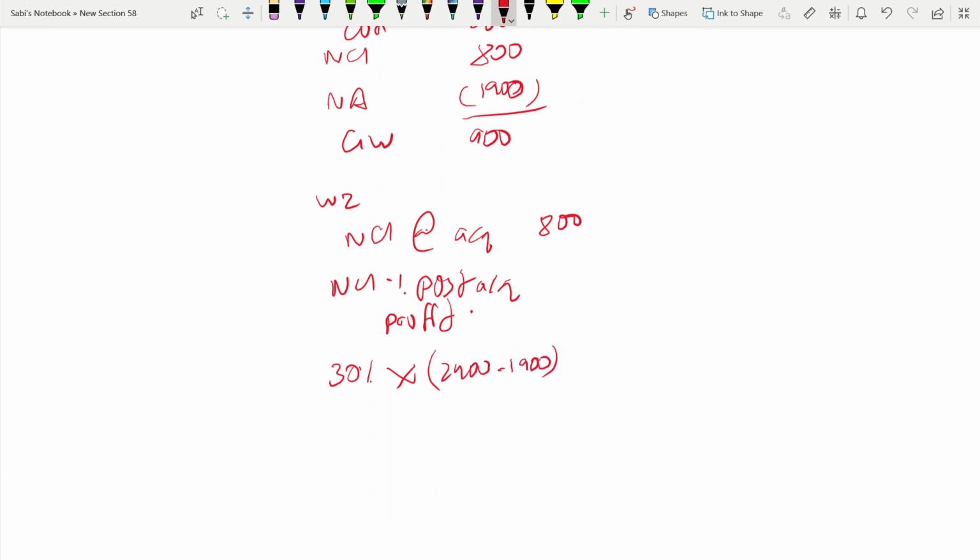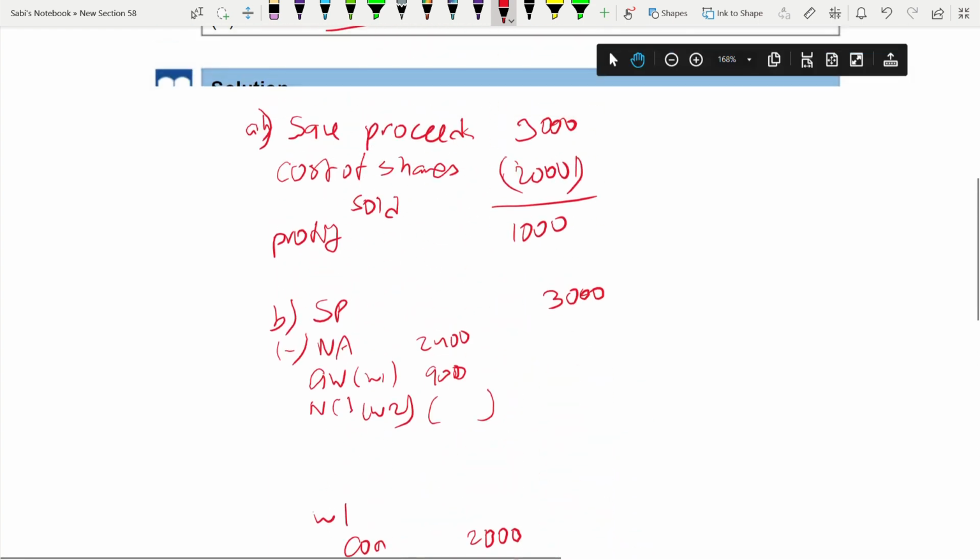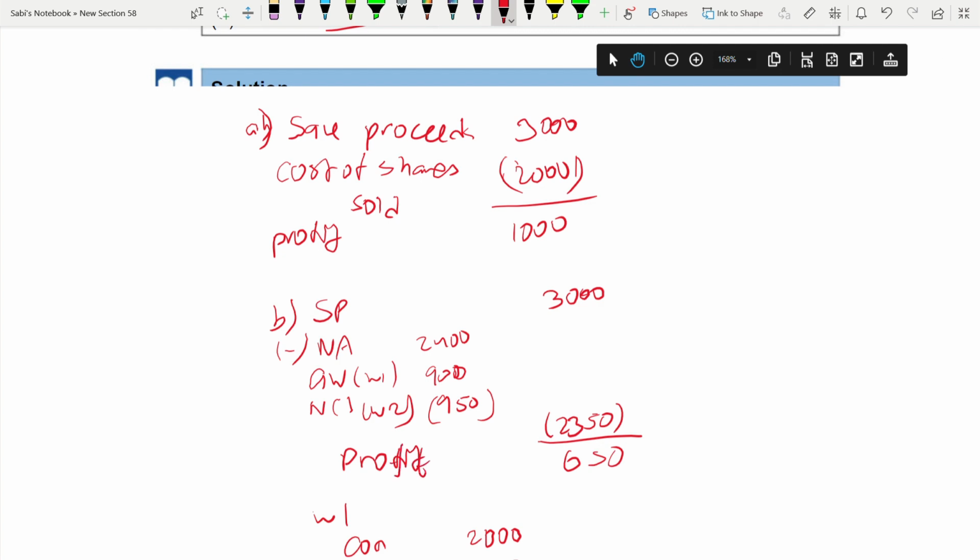Which is 950. This 950 only will be at disposal here. Okay, so which will be 2,350. The inside column calculation will be 2,350. Deducted from 3,000 will give you 650. This is the profit. So profit on consolidation and individual statements are different. Okay, understand this. You will not get the same profit.